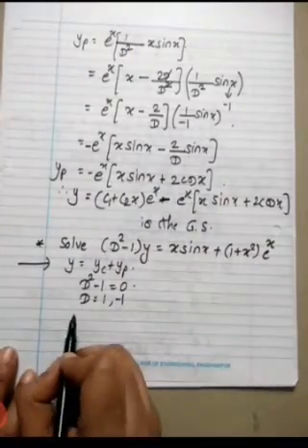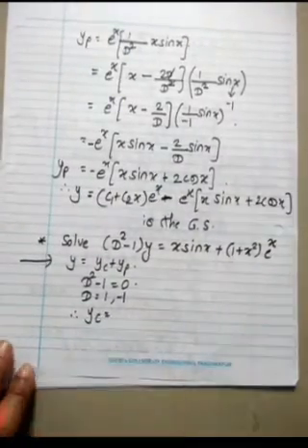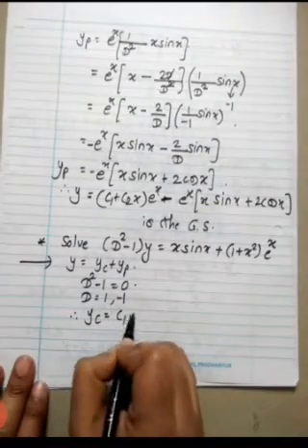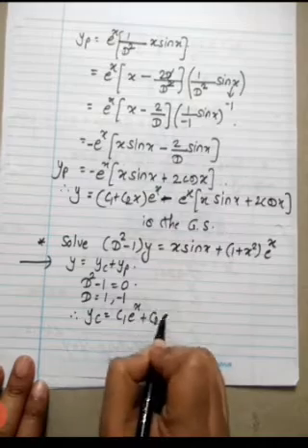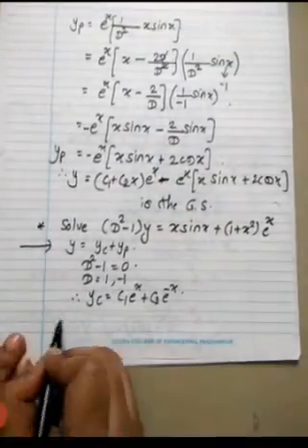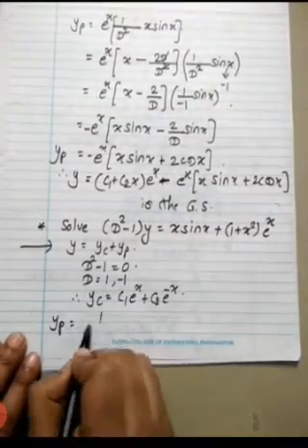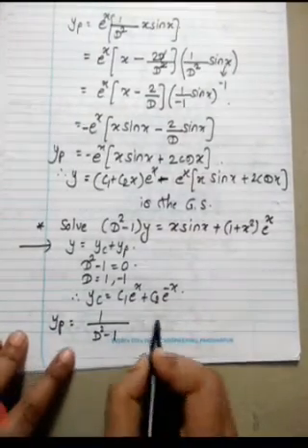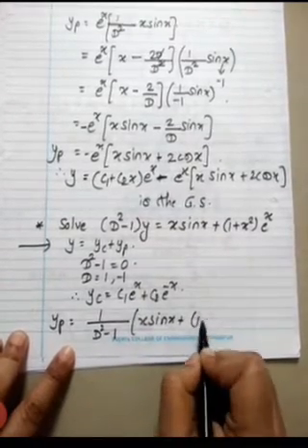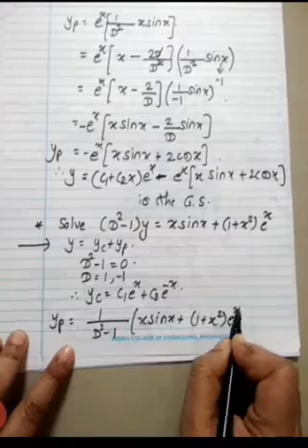Good. Therefore, yc is C1 e raised to x plus C2 e raised to minus x. Very good. Done. This is yc. Okay, we'll go to yp. Just write down yp: 1 upon D squared minus 1 of x sin x plus 1 plus x squared e raised to x.